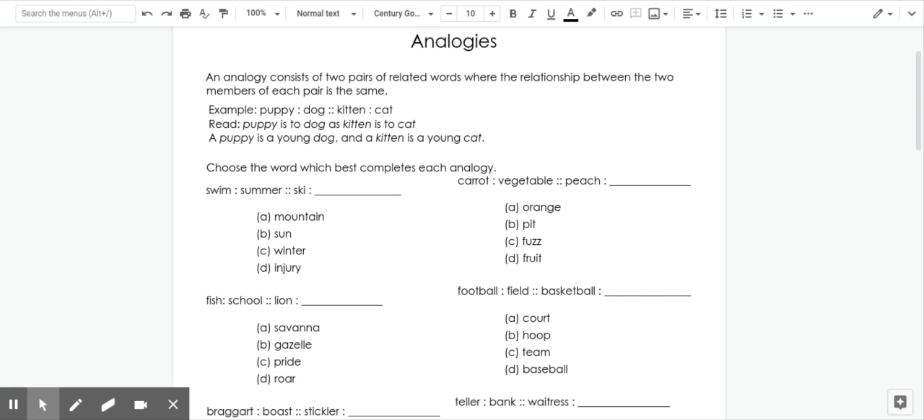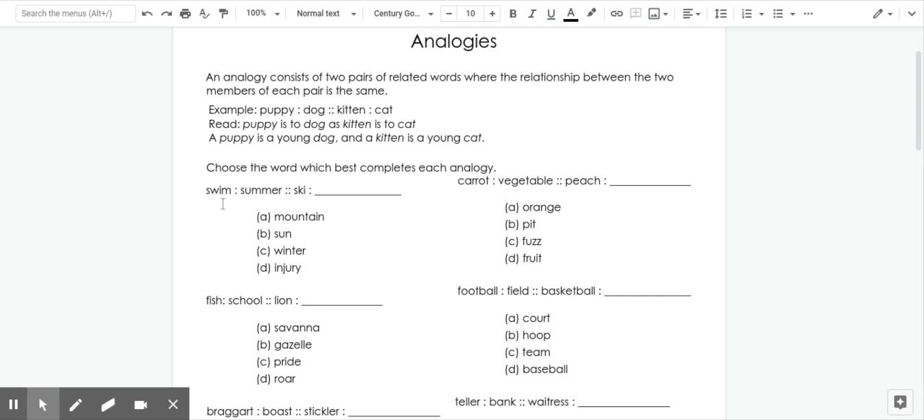To come up with a sentence that explains the relationship between those words, you could say, a puppy is a young dog and a kitten is a young cat. If you can say the exact same sentence except trading out the vocab words, then you can tell that you have solved the analogy correctly. We are going to try a few of these together.